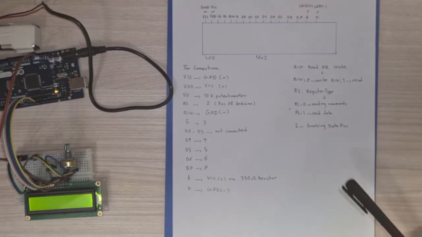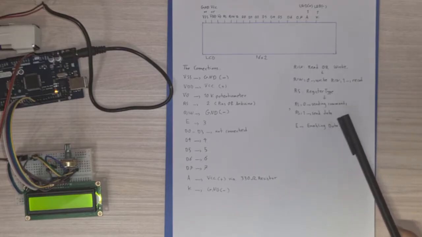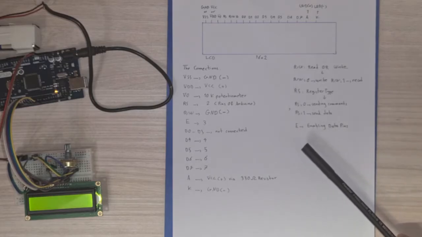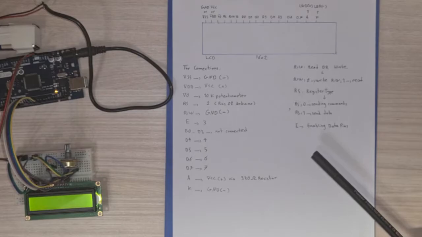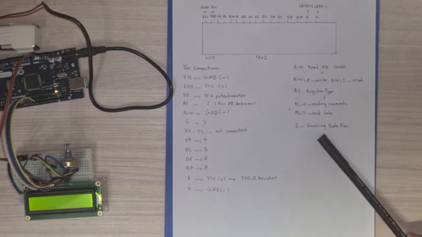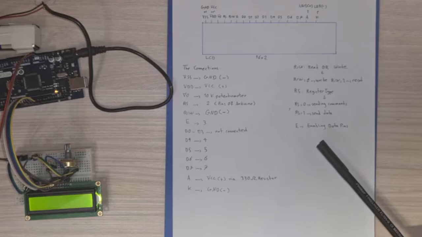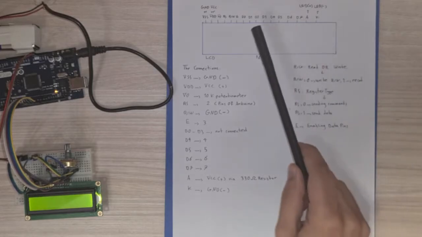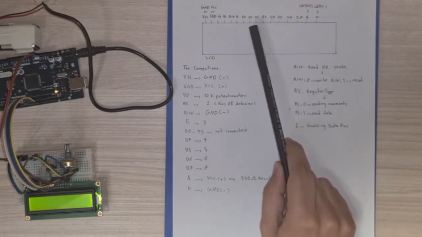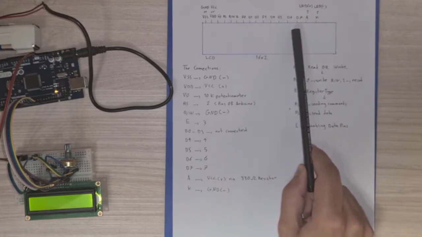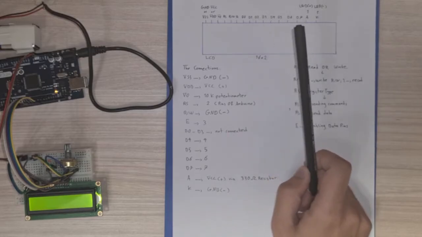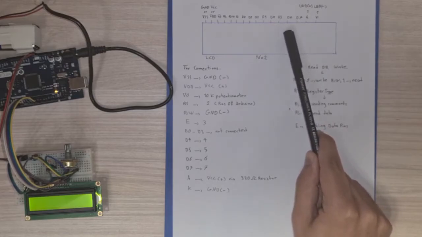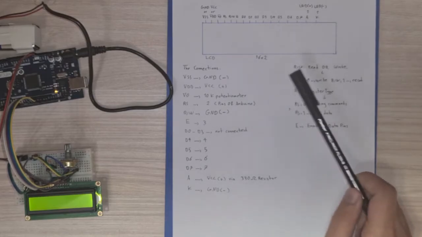Here we should choose how to connect the LCD to Arduino. We have two kinds of bus. We have a 4 data pin bus and an 8 data pin bus. What's the difference? 8 data pins means we connect D0 to D7 pins to Arduino, and 4 data pin bus means we connect D4 to D7 pins to Arduino.